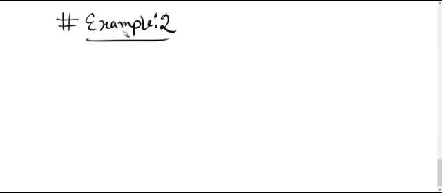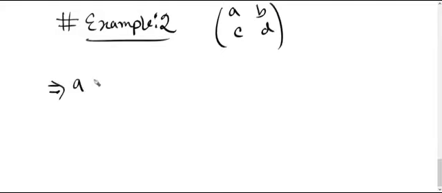Now we want to take a look at another example of linear independence. This is example 2. Let's take a matrix given by A, B, C and D, a 2 cross 2 matrix. Again we can decompose this into the following way.